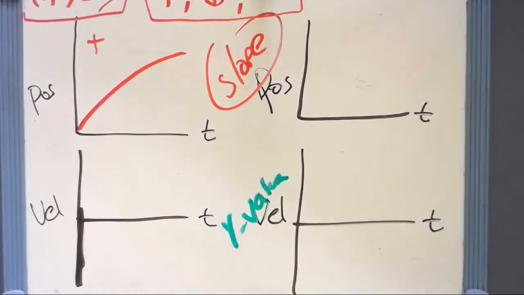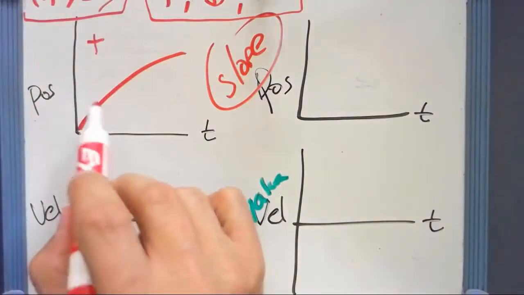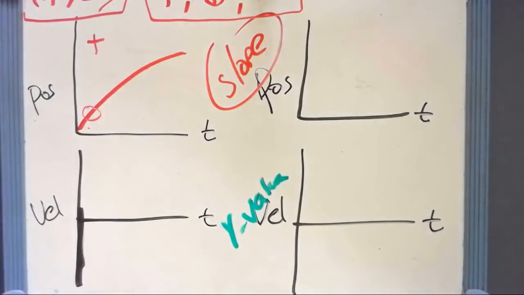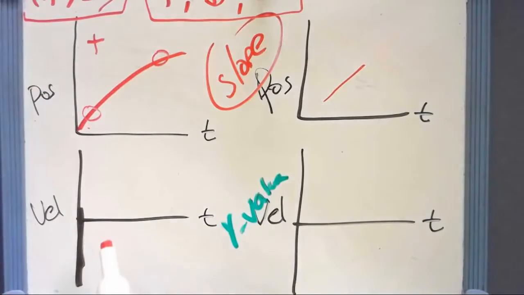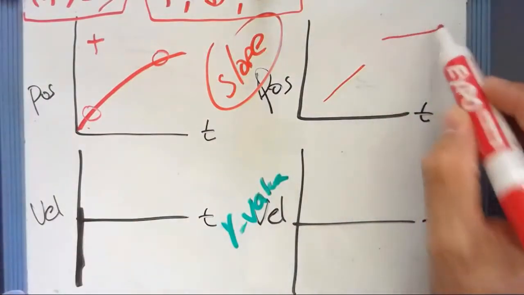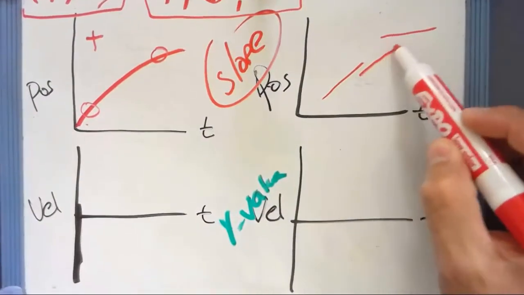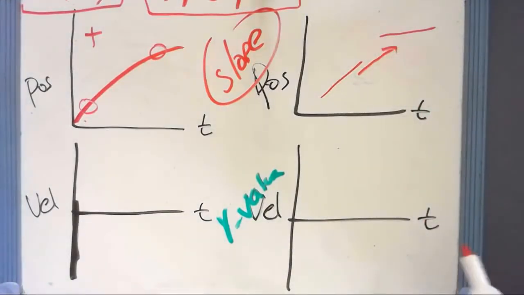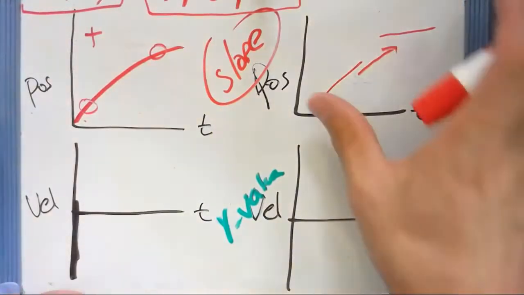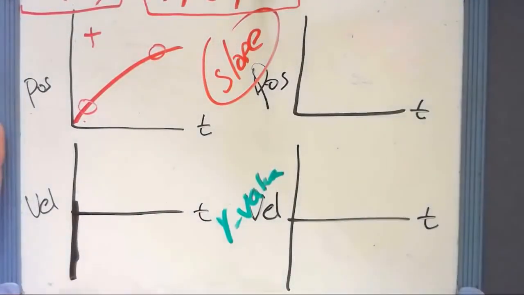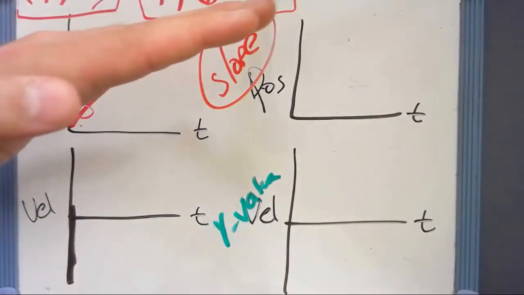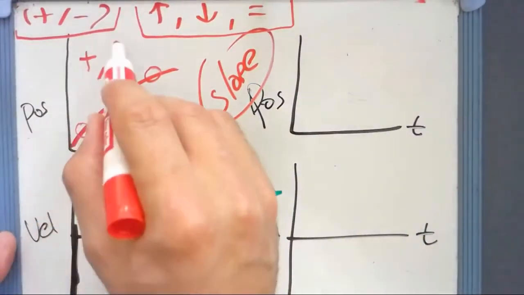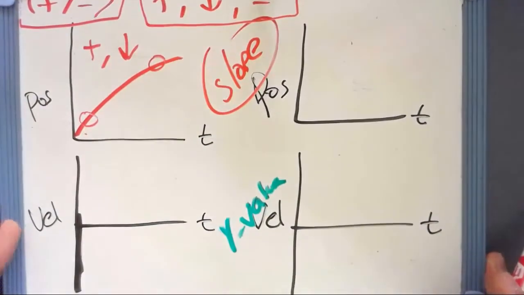If I blow this particular point up and make it bigger, it might look like this. And if I blow this point up, it might look like this. The slope is going from that to that. That slope is getting flatter. In other words, the value of the slope is decreasing. If the slope is getting flatter, that means the speed is also decreasing. So this object is moving in a positive direction and slowing down.